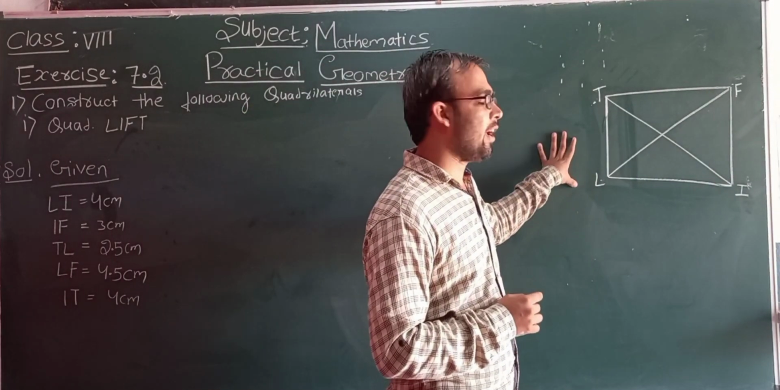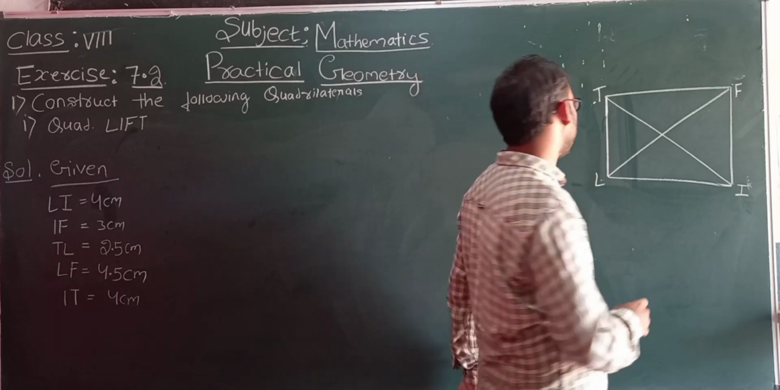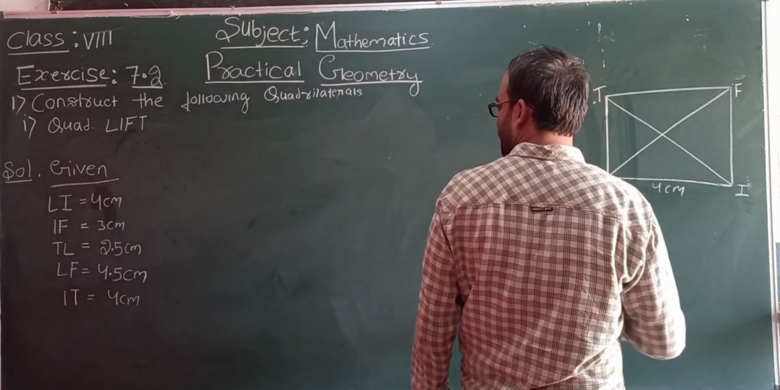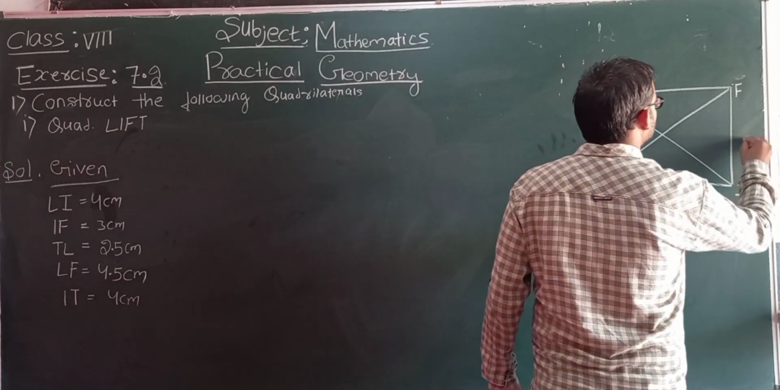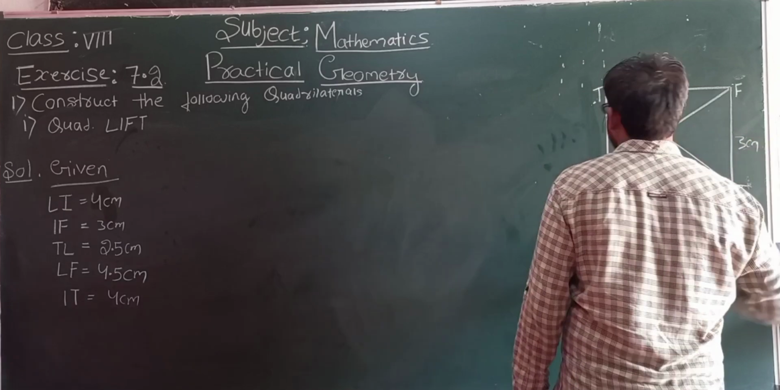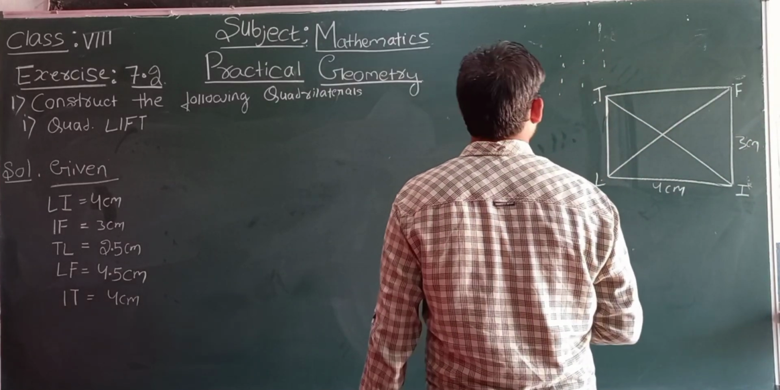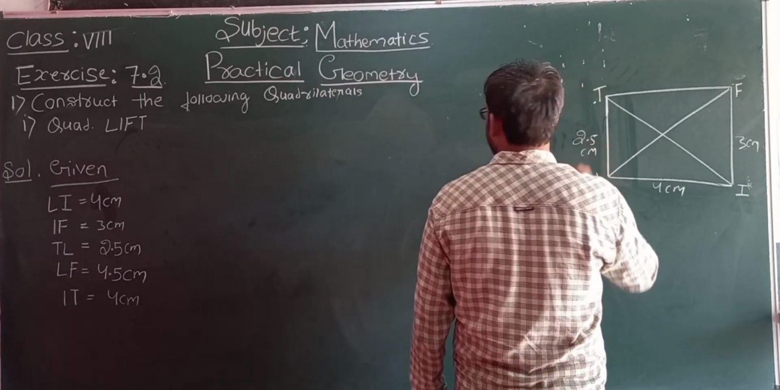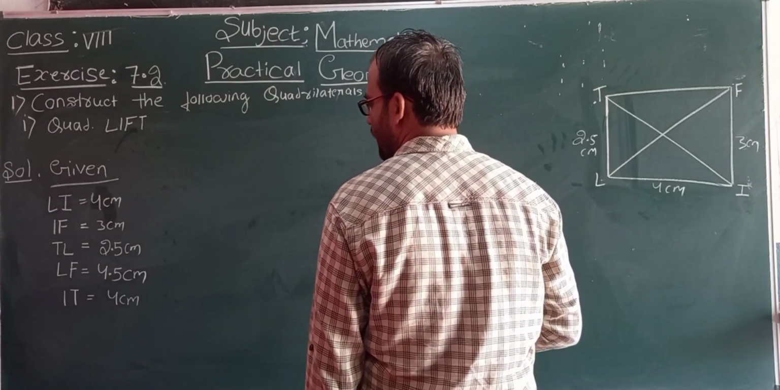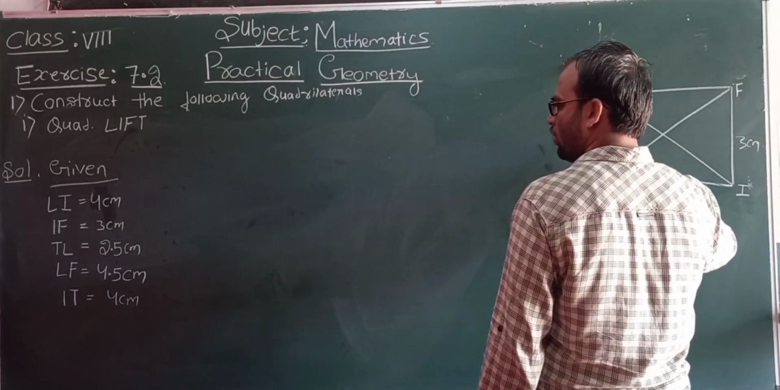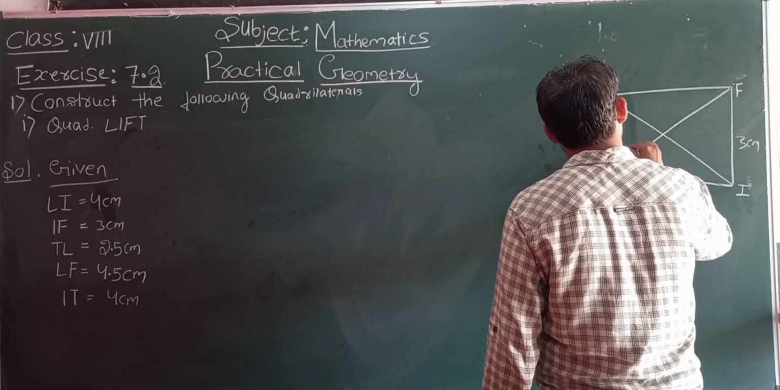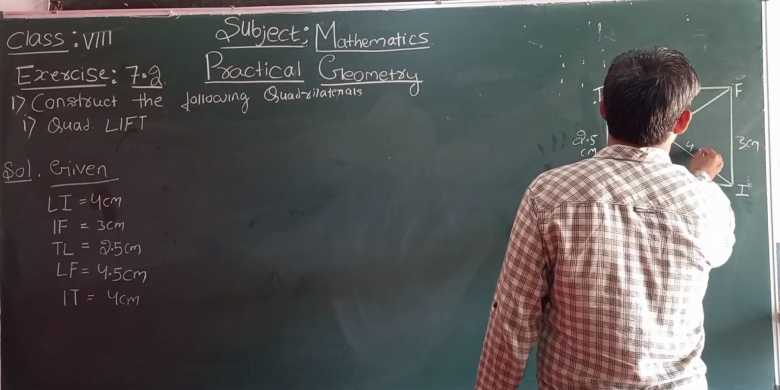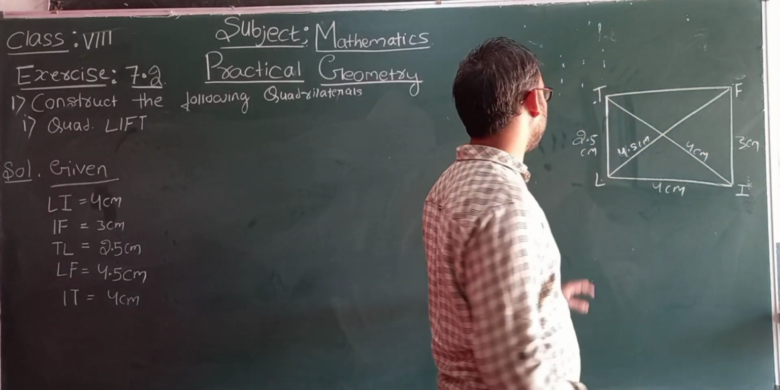Students, here I have drawn the quadrilateral roughly. LI, that is this one, is equal to 4 cm, IF, this one, is 3 cm, next TL, that is this one, is equal to 2.5 cm. Now they have given two diagonals, students. LF is of how much? 4.5 cm, and IT is of 4 cm. So this is the rough sketch.